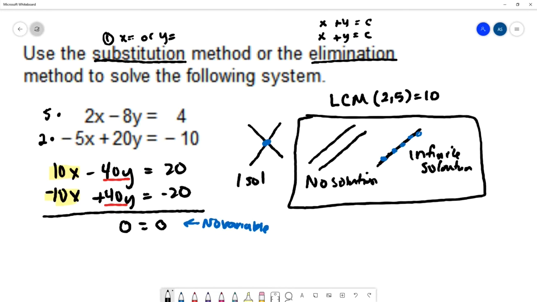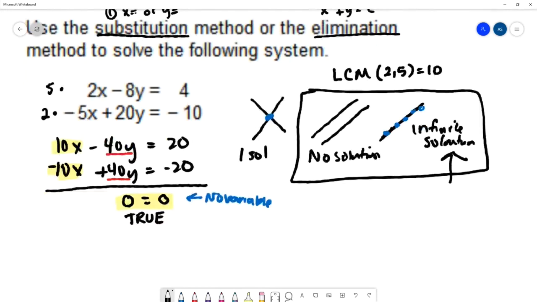Now which one? Which one you can figure out based on what's left. Here we have 0 equals 0, which is a true statement. Because we get a true statement, you're going to know you're in the infinite solution case. So these two lines are actually the same line.